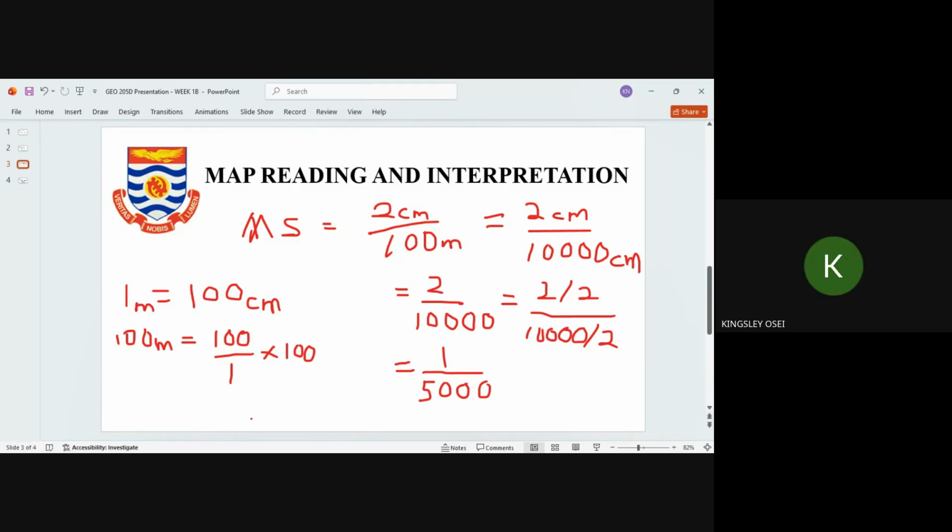So what is the RF scale now? I am in common unit. My top is 1. That's the last part of the action. So my scale is 1 is to 5,000. And that should be our answer.